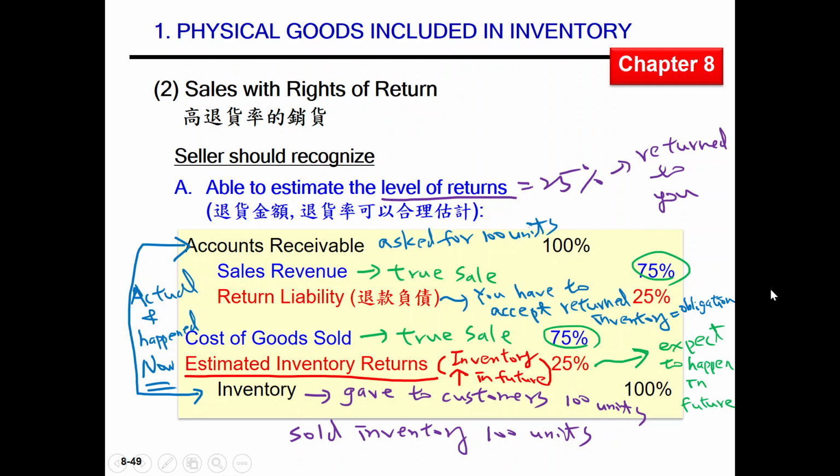Okay? Any questions? So you made the promise now, so you have the obligation. What kind of obligation? Accept the products in the future. Okay? Any questions?